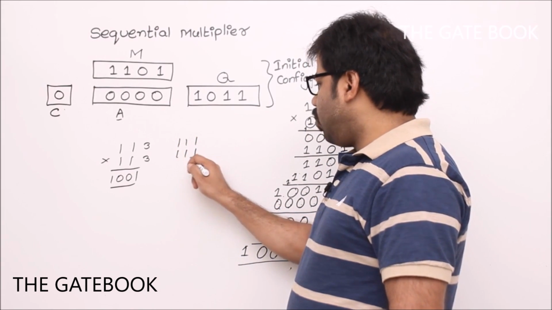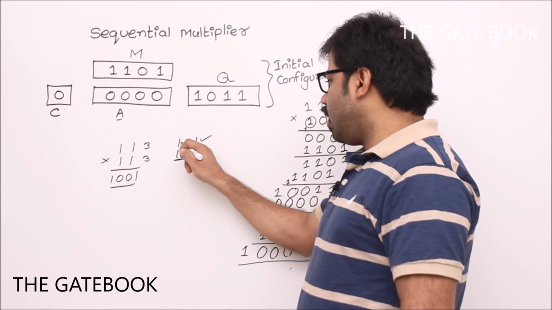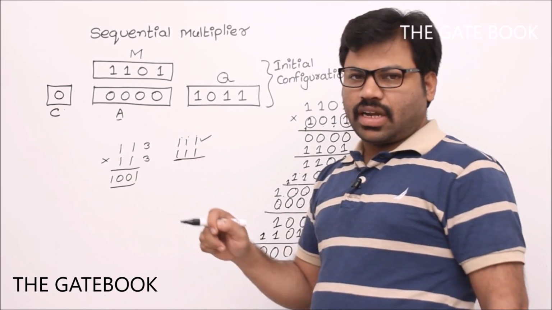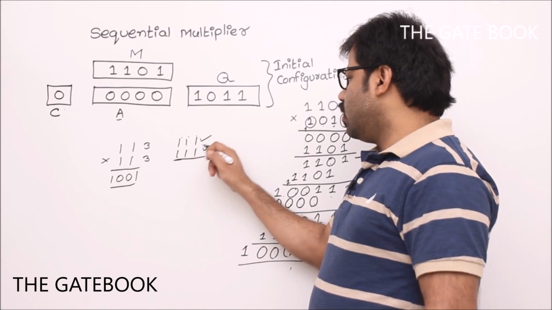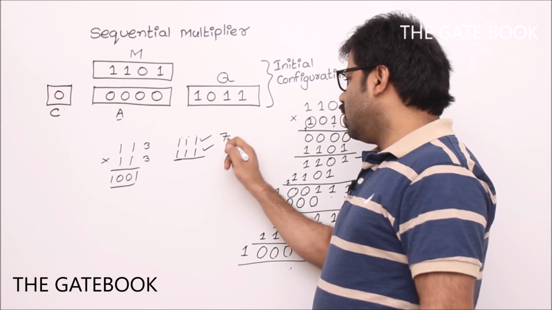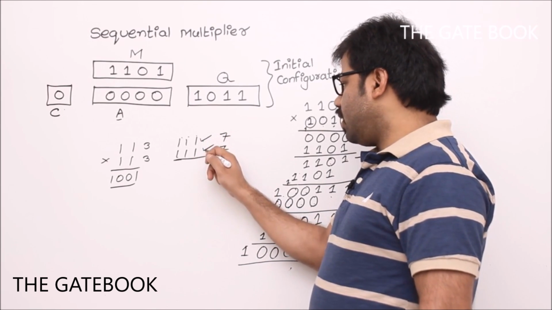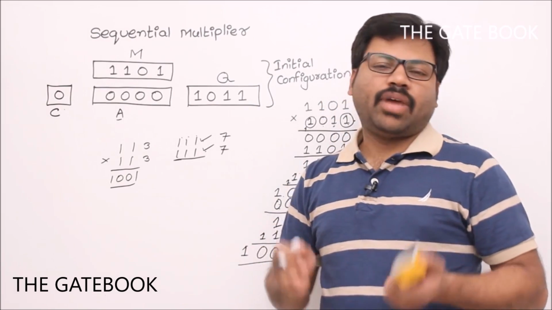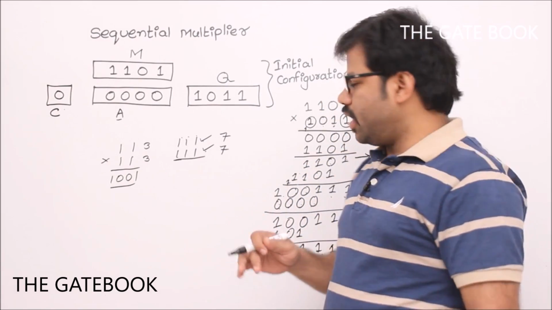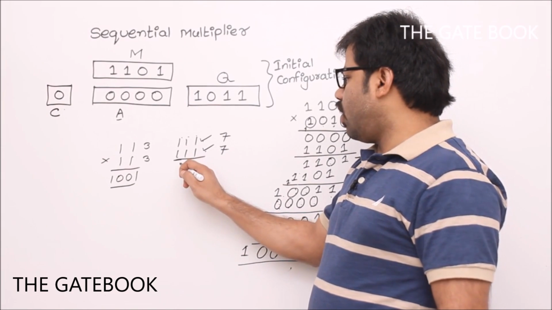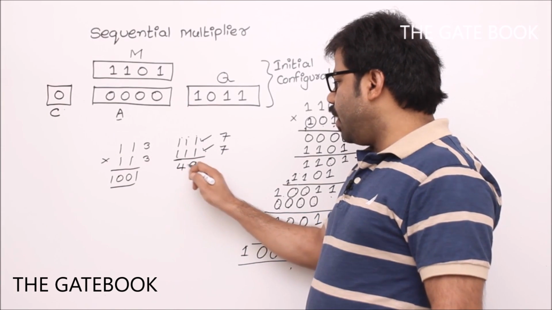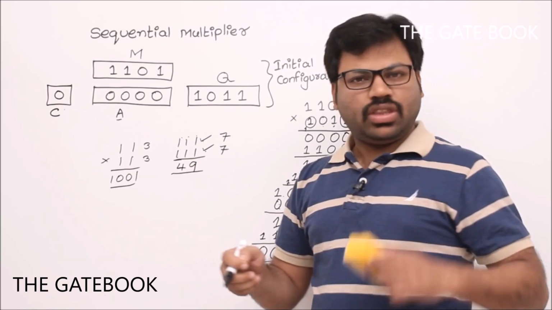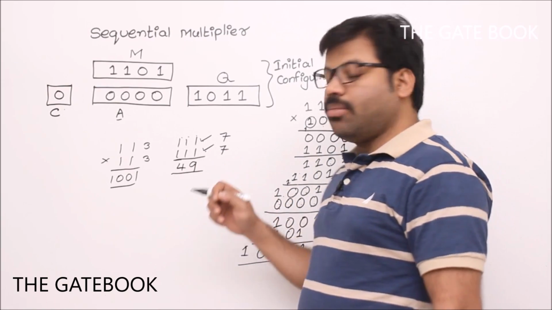Why am I taking 111? I will tell you. This is the maximum number representable with 3 bits, right? I am assuming unsigned numbers. So here also 111 is the highest number. If I multiply these two highest numbers, then the result is the maximum number possible in multiplication, right? So 7 times 7 is 49. No one can get better than 49 by multiplying two 3-bit numbers, especially binary numbers.